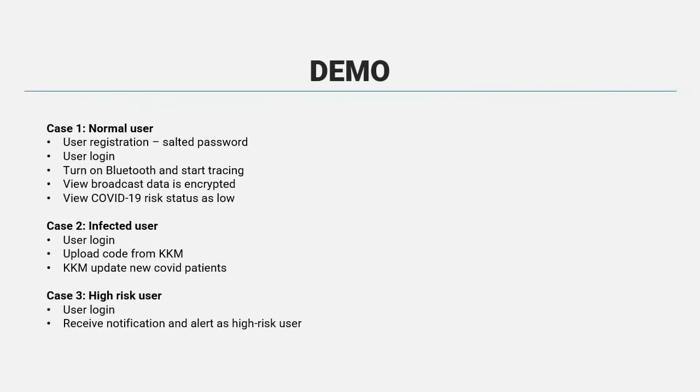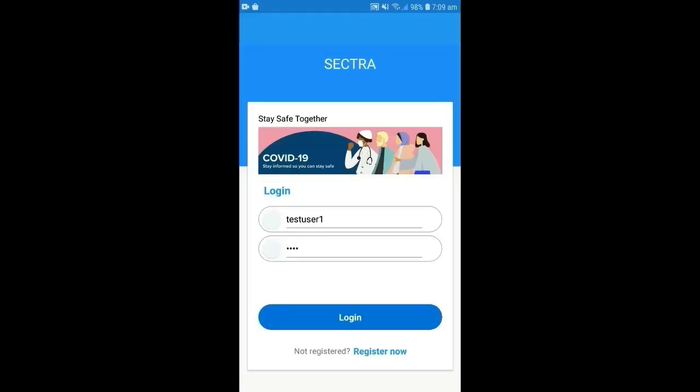We have finally reached the demo part, where I will show you three scenarios. First is a normal user, second is an infected user, and third is a high-risk user. The first thing is the user needs to log in with their own user ID and password.